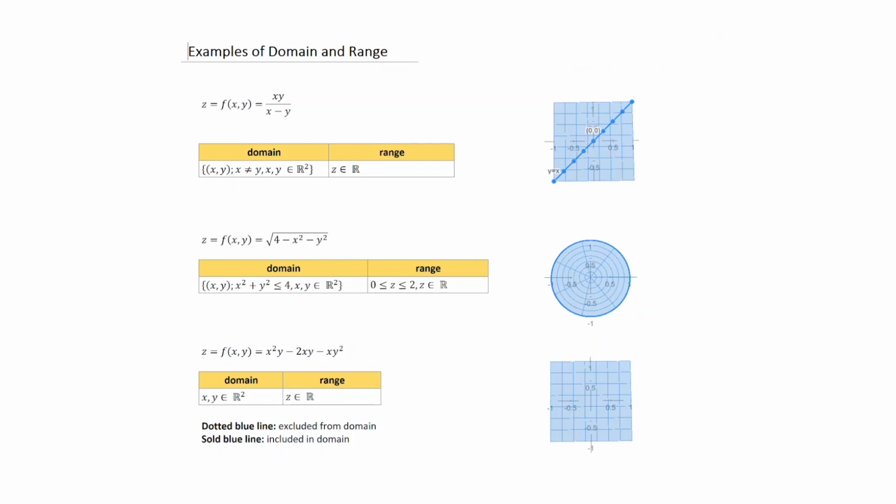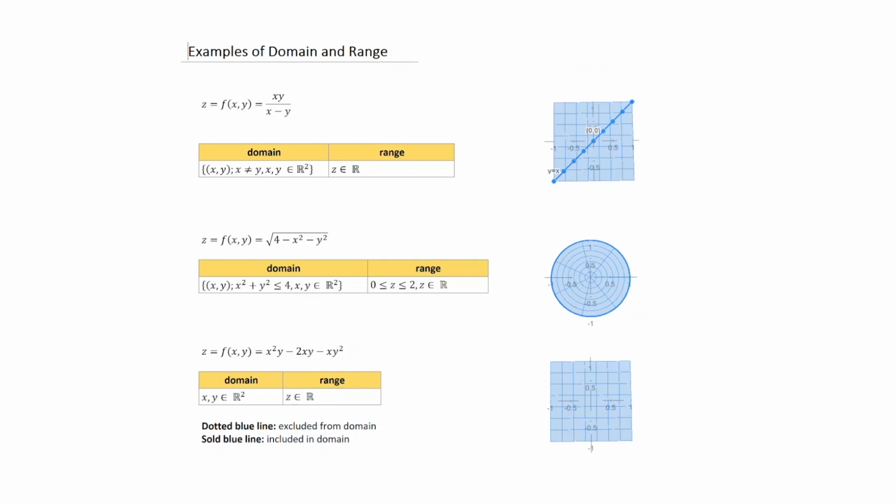But the range will be limited. The square root of 4 minus x squared minus y squared will be limited between the values of z equals 0 and z equals 2. It can't get any smaller than 0, it can't get any larger than 2.